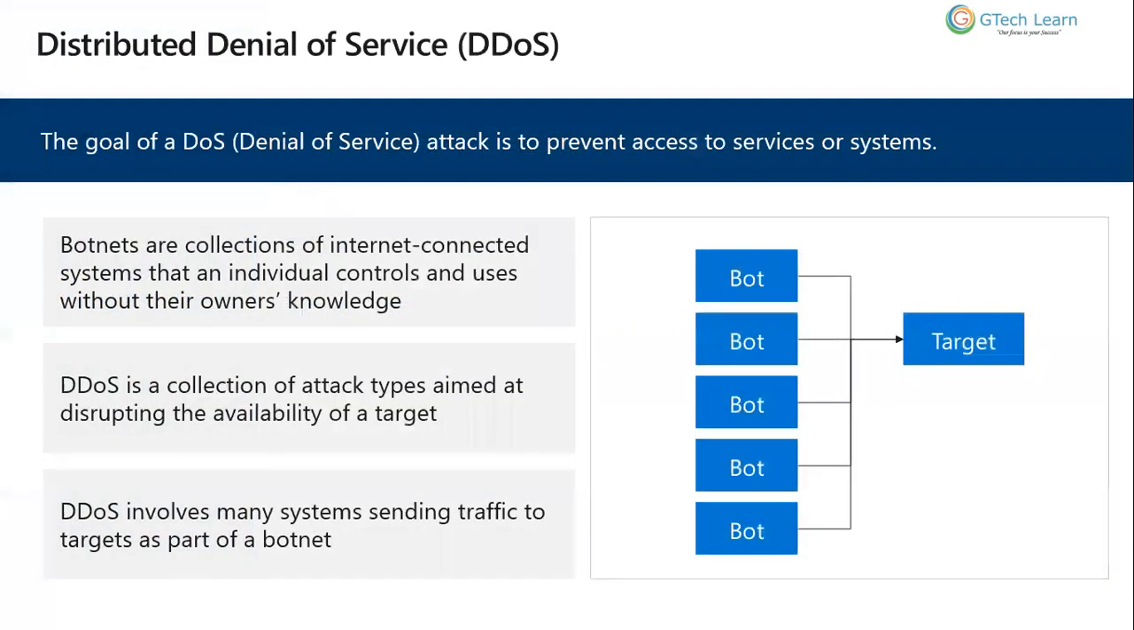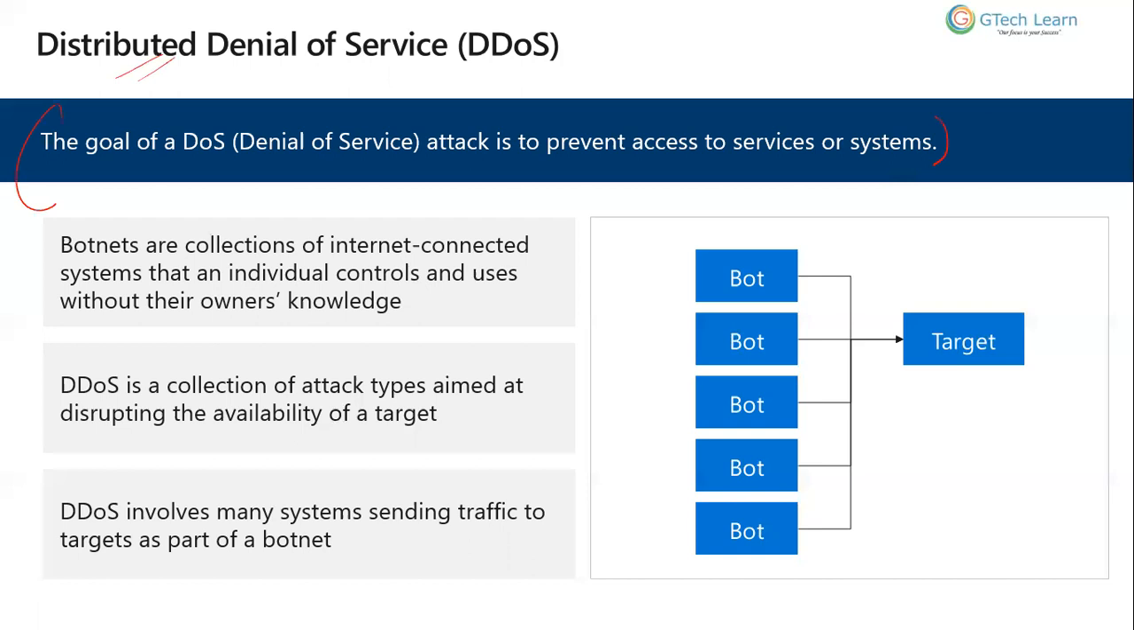Talking about the first one, perimeter security. Here we have distributed denial of service, DDoS. The goal of a denial of service attack is to prevent access to a service or system. So that is a DoS attack. What is distributed denial of service? That is where we utilize a collection of botnets, where multiple bots send traffic to a specific target, aimed at disrupting the availability of the target by exhausting its resources.